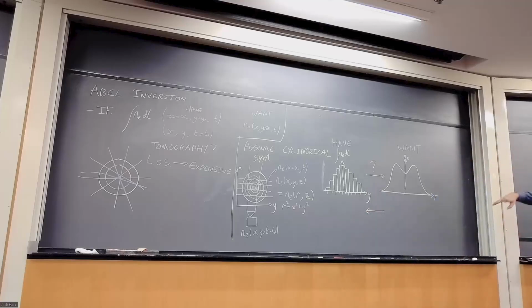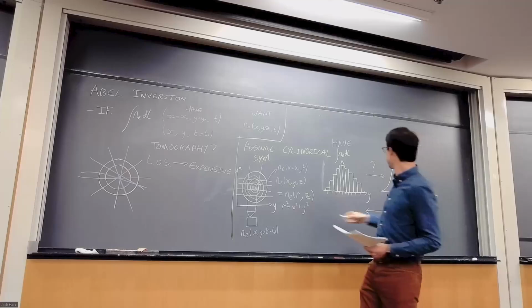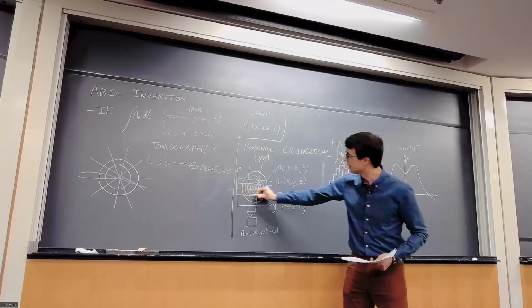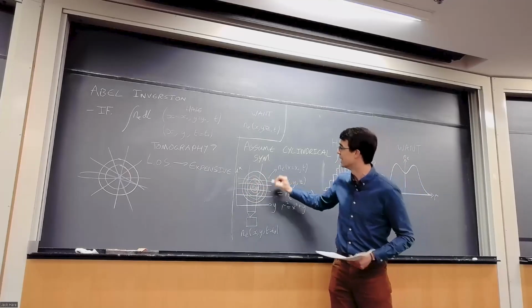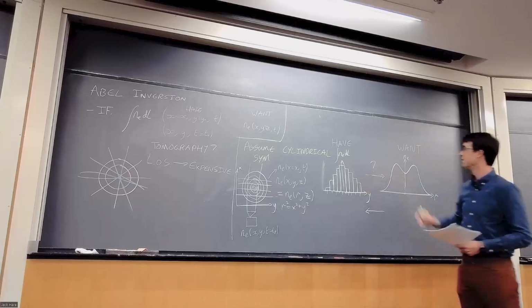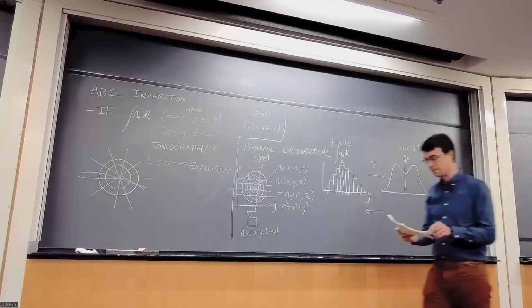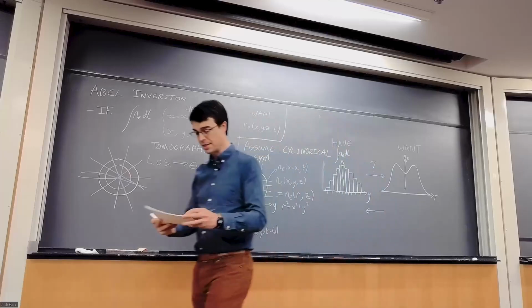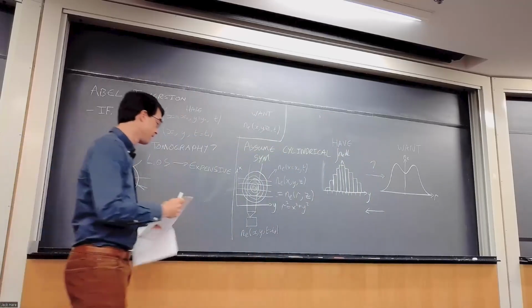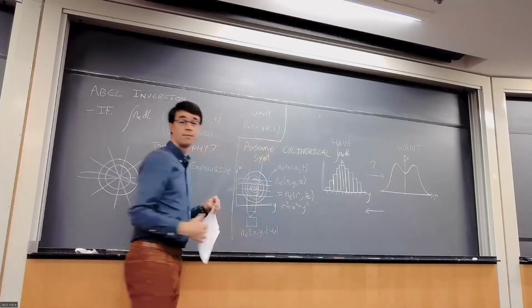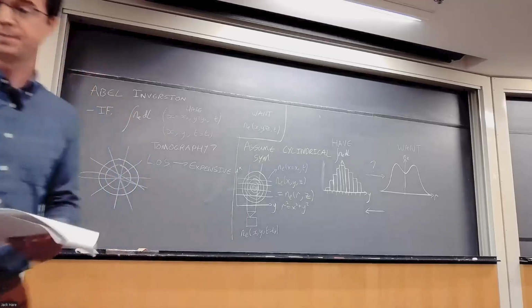You can just make up some profile like this, and then you can just calculate the line integrated density along each line of sight. What's less clear is how to go back the other way, from the data we have to the data we want. So this is the setup of the problem. Does anyone have any questions about this so far? Any questions online?